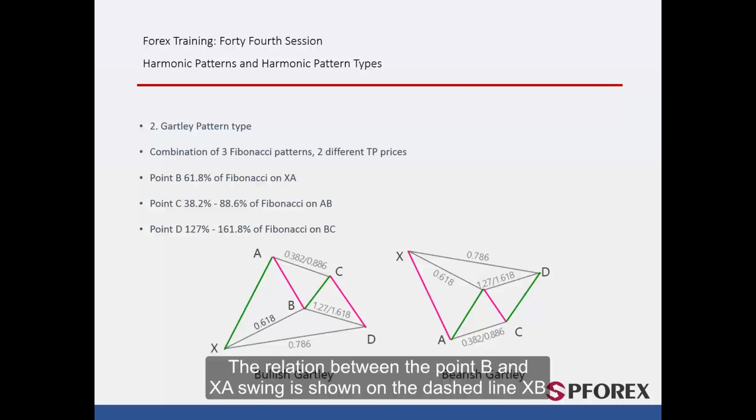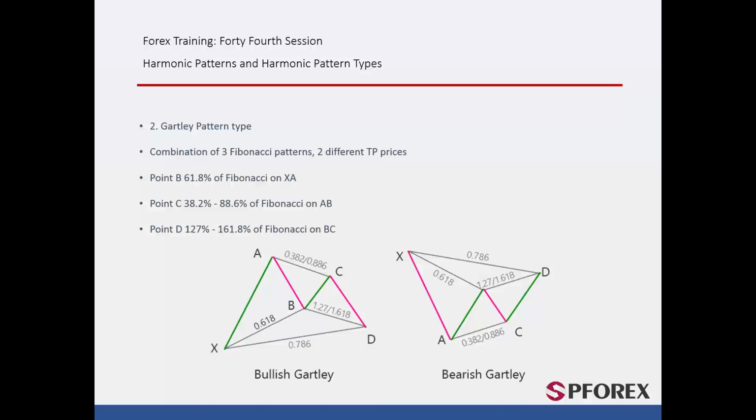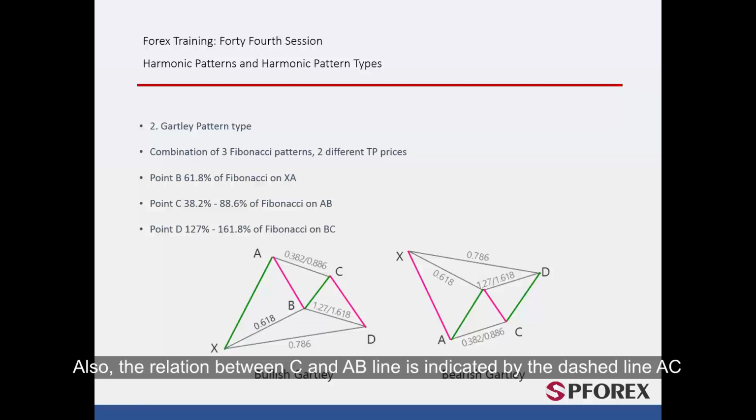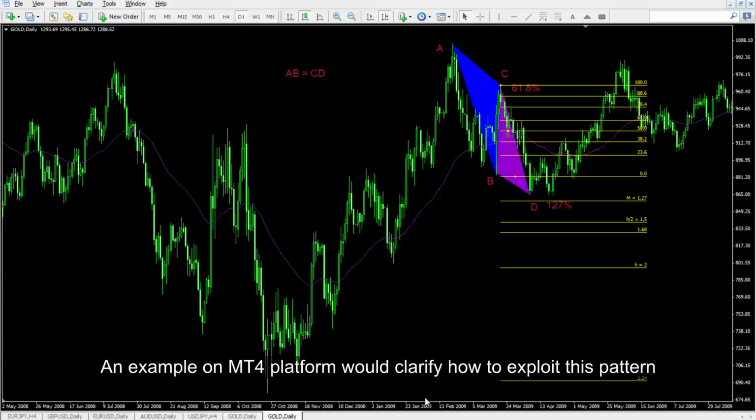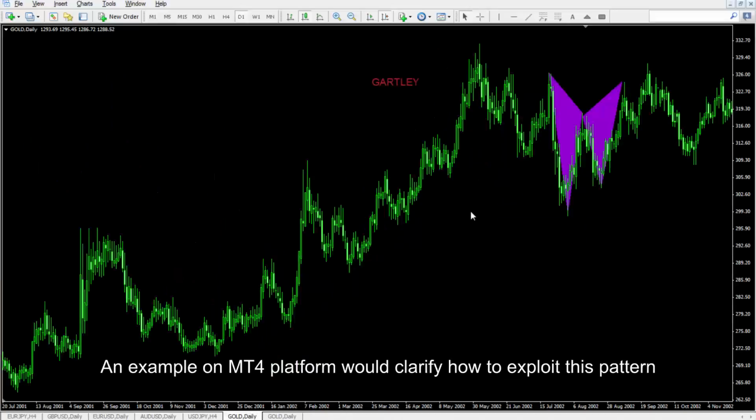The relation between the point B and the XA swing is shown on the dashed line XB. Also, the relation between C and the AB line is indicated by the dashed line AC. Finally, the relations between D and BC and D and XA are specified by the dashed lines BD and XD respectively. An example on the MetaTrader 4 platform would clarify how to exploit this pattern.